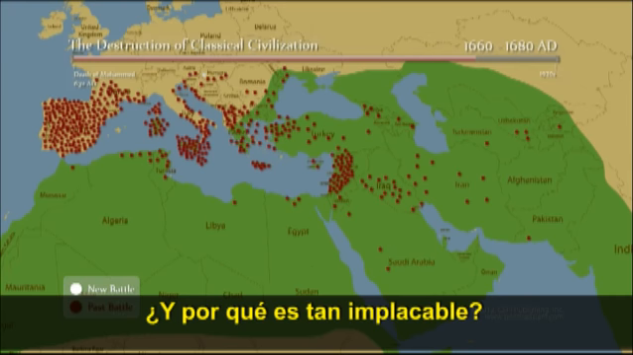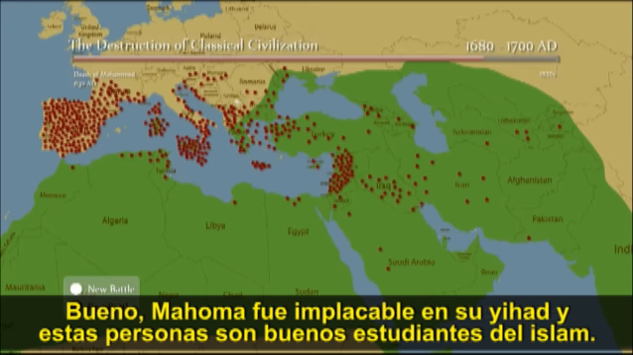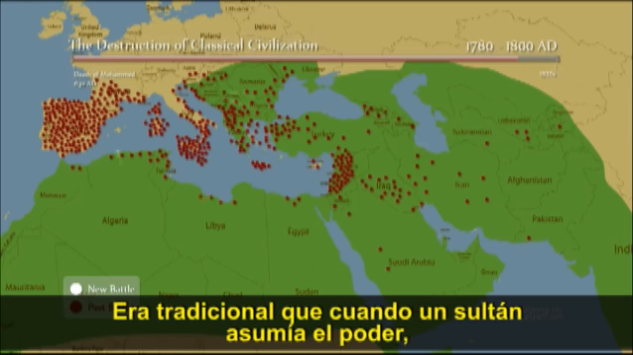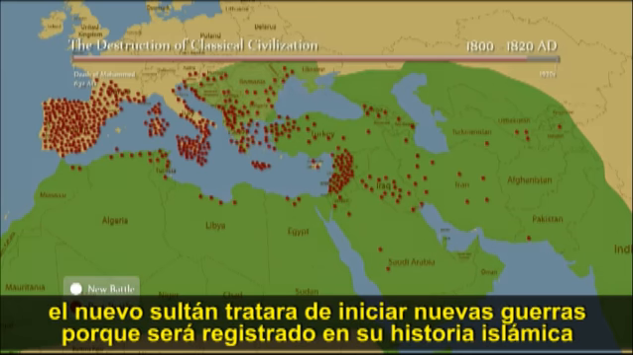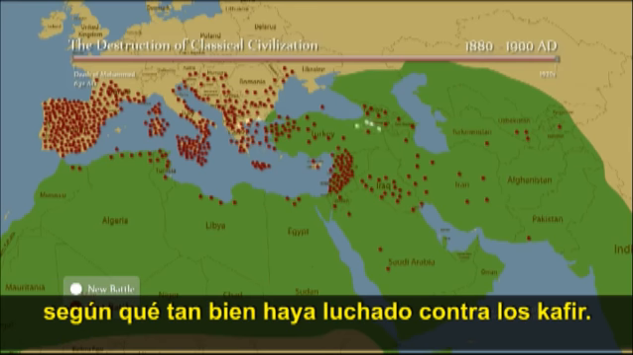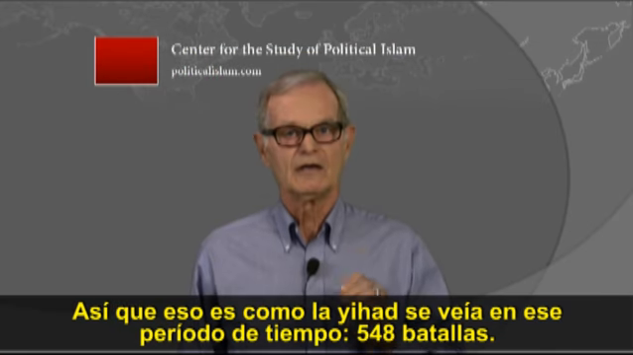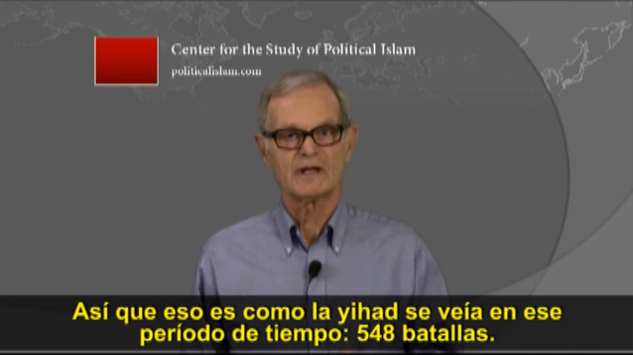And why is it so relentless? Well, Muhammad was relentless in his jihad. And these people are good students of Islam, and so it's against the kafir, on and on. It was traditional that when the Sultan came to power, the brand new Sultan, he would immediately try to launch new wars, because he was going to be noted in his Islamic history as to how well he fought against the kafir. So that's what the jihad looked like over that time period, 548 battles.